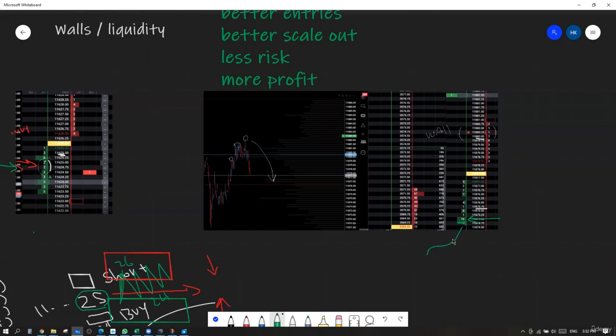This liquidity, just to summarize, could be the hunter or the prey. What do I mean by a hunter or a prey? When you see a liquidity in favor of your trade, let's say I took a short over here and I put my stop loss over here, so I'm expecting the market to move down.